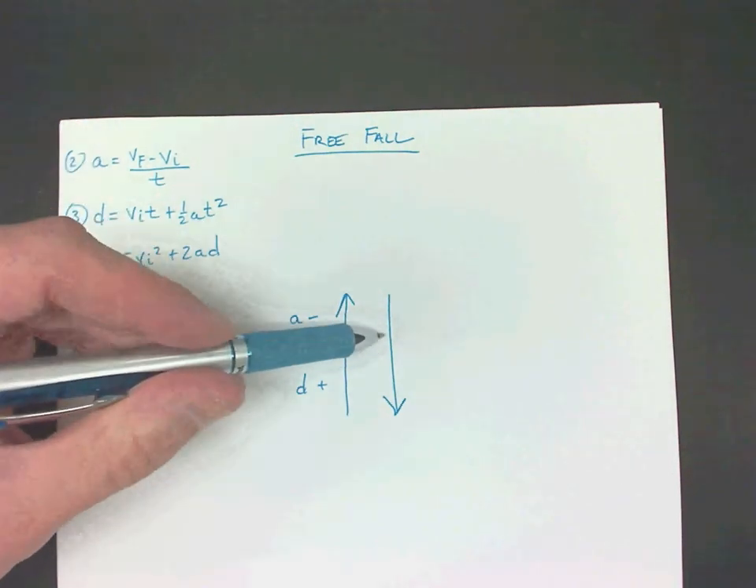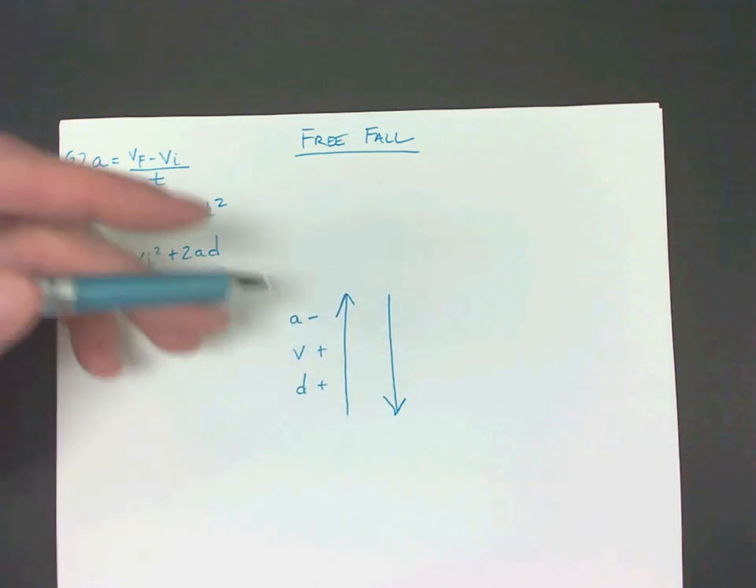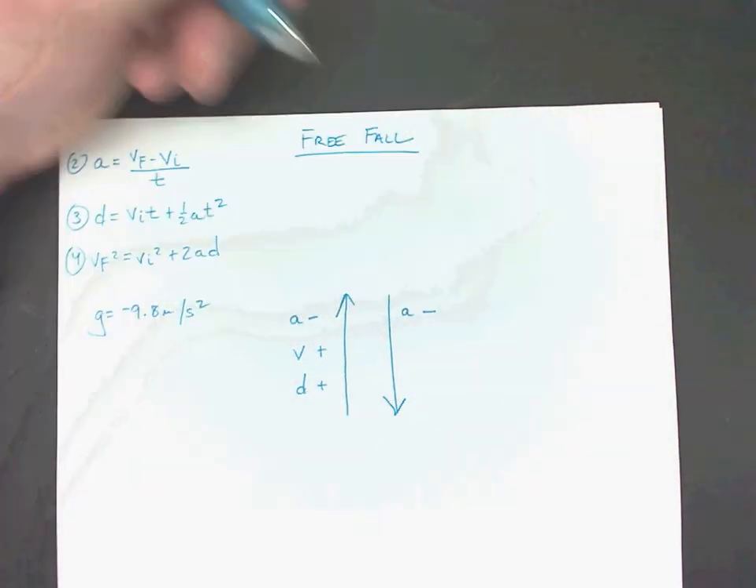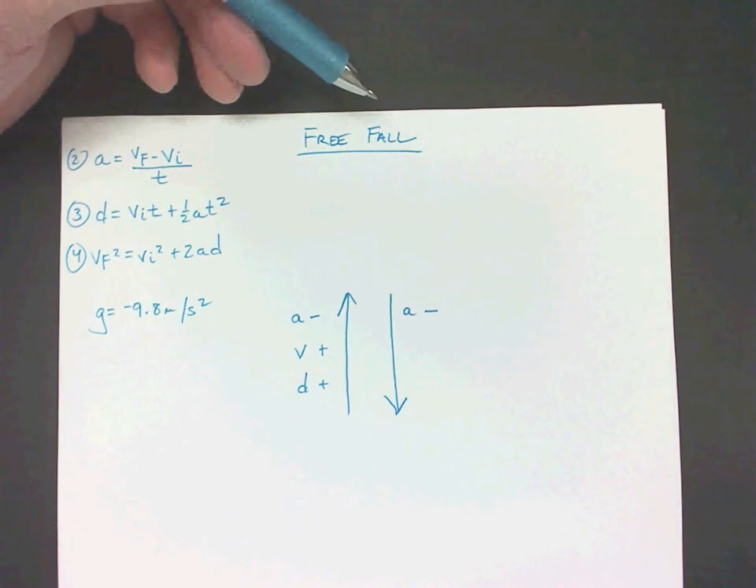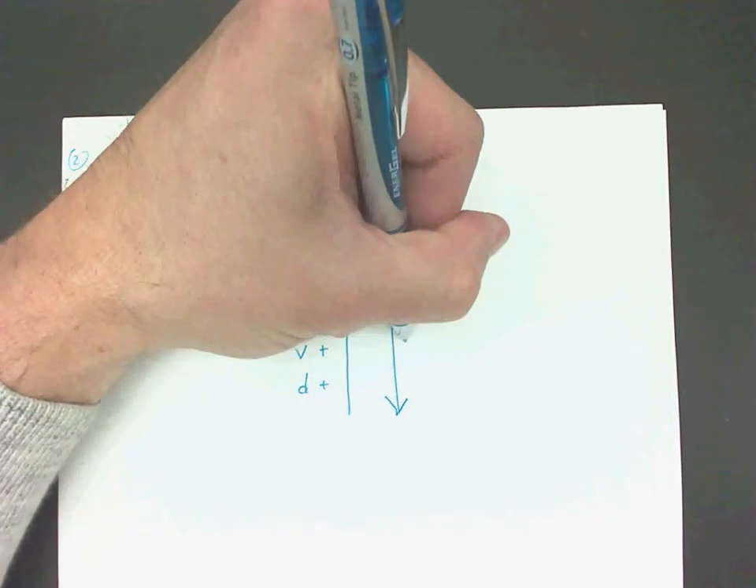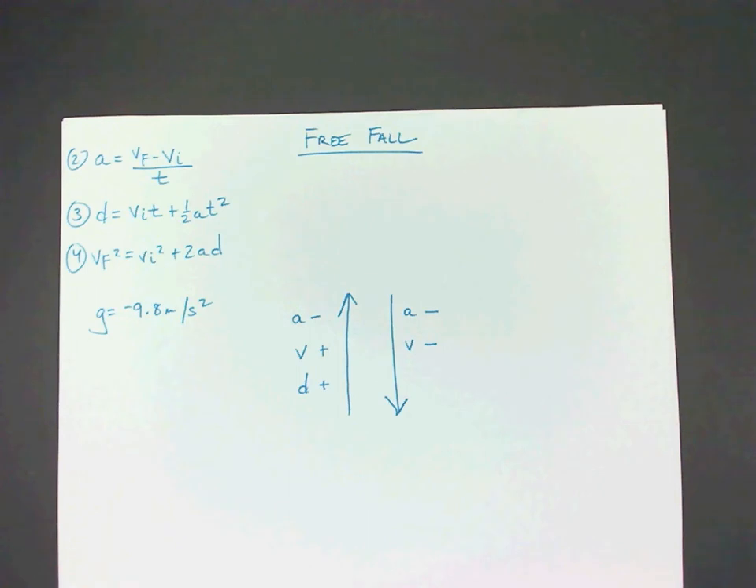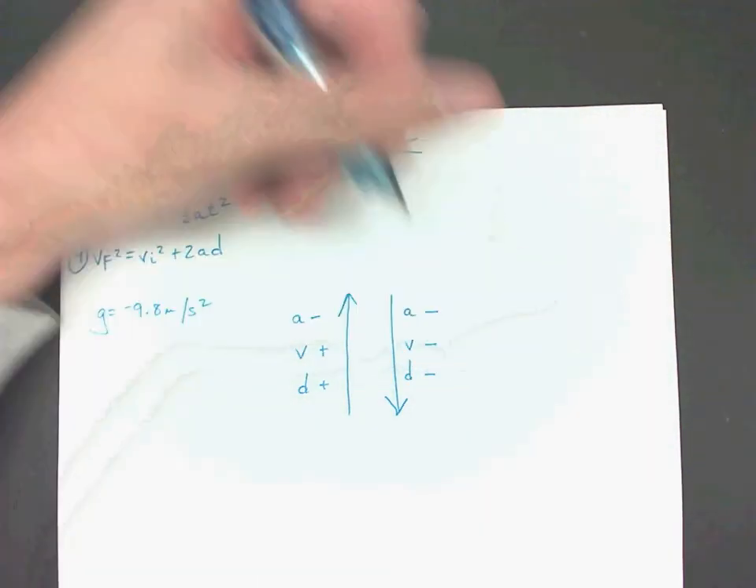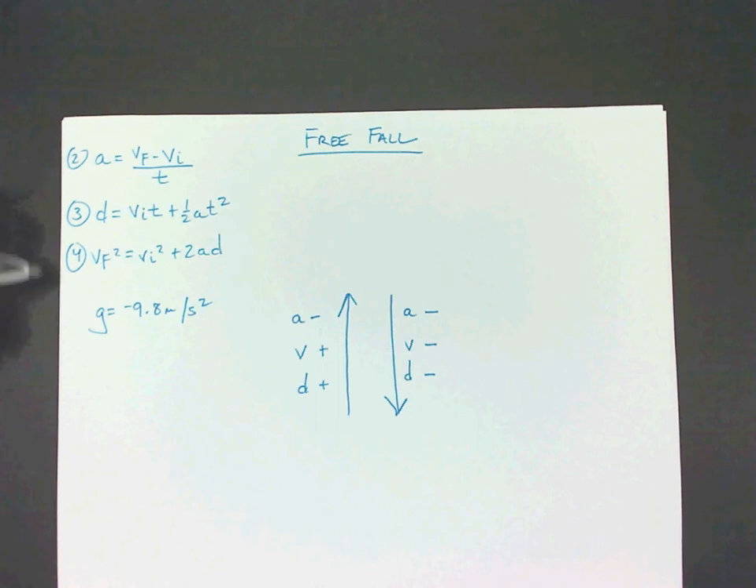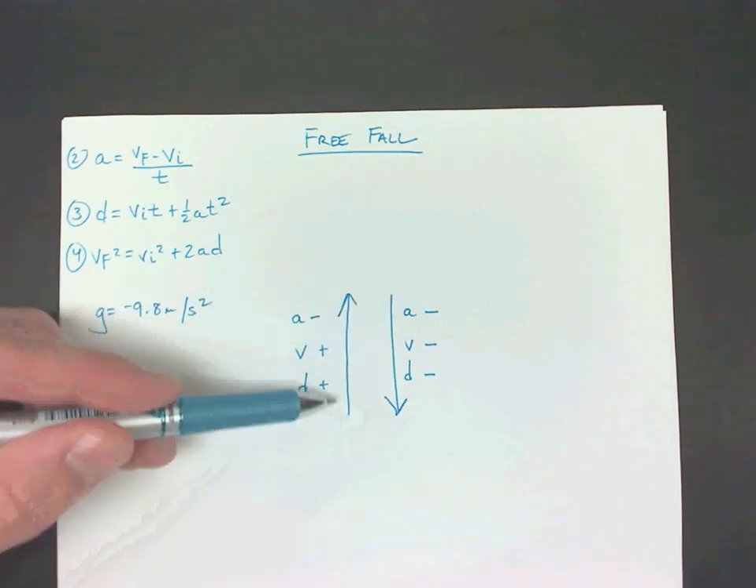Over here on this side, since down is the negative direction, acceleration still works downwards because it's pointed towards the center of the Earth. Velocities that are heading down will now be assigned a negative sign because of the direction. And same thing, displacements on the way down, negative. So our negative direction and our positive direction.